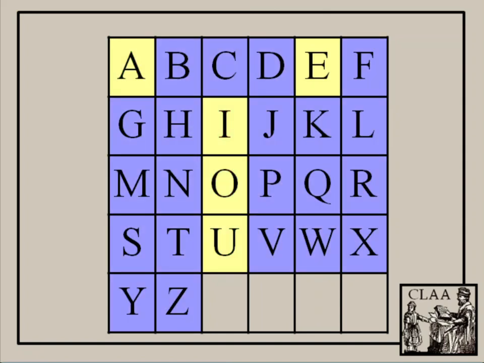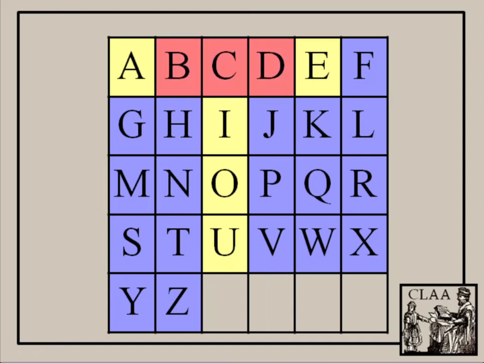We learned that there are 5 vowels in English, and all the other letters are consonants. All the letters in blue on your screen are consonants, and the letters in yellow are vowels. We're finished with the study of English vowels. In this lesson, we're going to begin to study the sounds of English consonants.